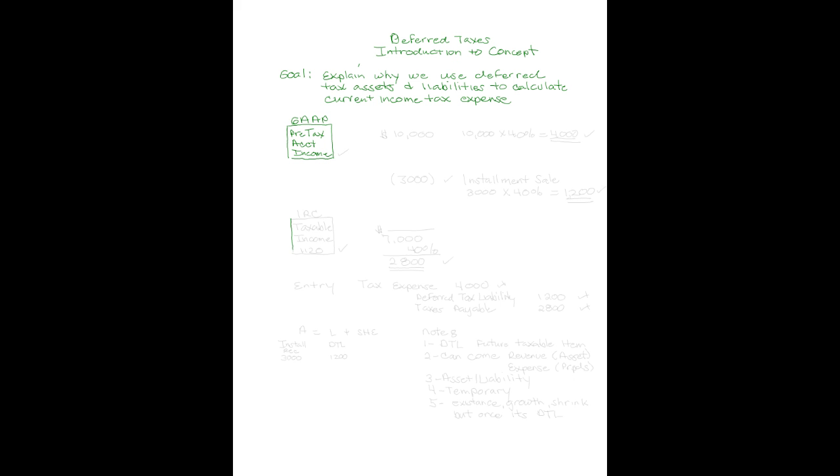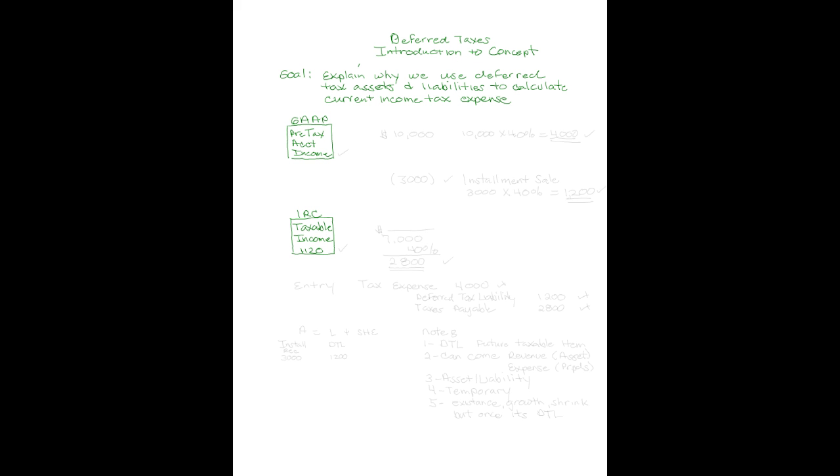The Internal Revenue Service doesn't have any such goals when they calculate taxable income. They're usually trying to affect fiscal policy, and they use Internal Revenue Code rules when they calculate taxable income. And then they have you file a form called an 1120, where you show your current income tax expense.